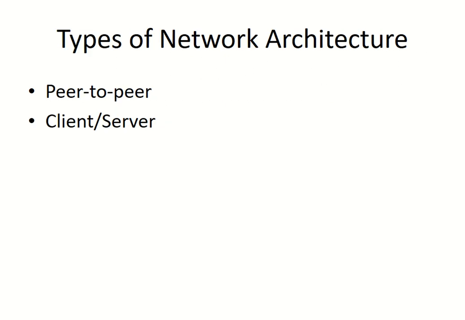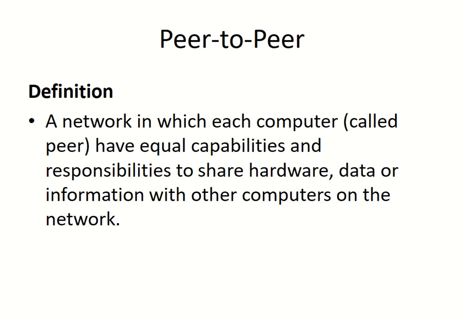There are two types of network architecture. We have peer-to-peer and client-server. A, peer-to-peer, and another one is client-server. First of all, we focus on peer-to-peer. What is the definition of peer-to-peer?